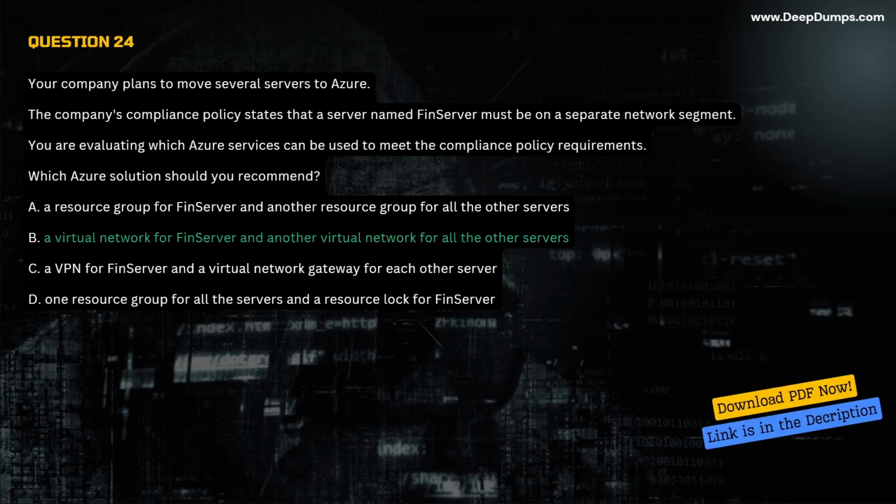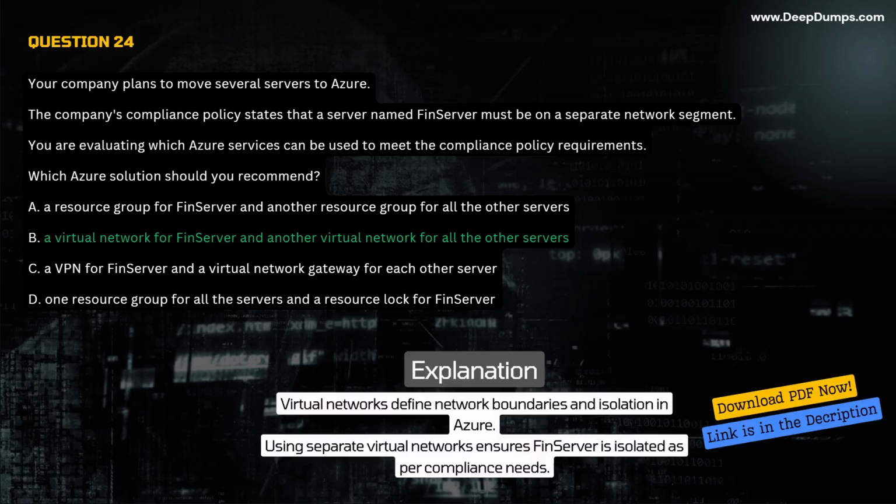Correct answer is B. A virtual network for FinServer and another virtual network for all the other servers. Explanation. Virtual networks define network boundaries and isolation in Azure. Using separate virtual networks ensures FinServer is isolated as per compliance needs.